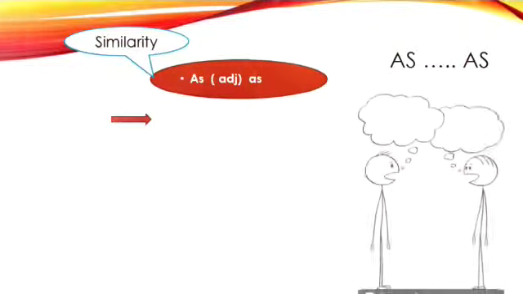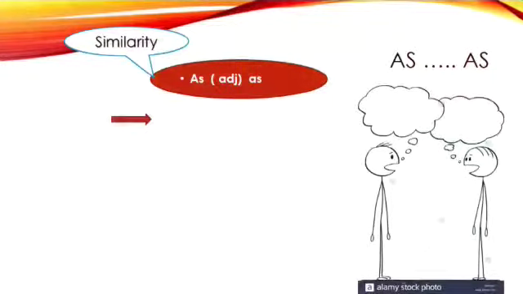The third type of comparison is using this form, as adjective as, and using this part shows the similarity between two persons or two things. First of all, here we have a picture showing two persons and both persons have the same height. So we're going to say this man is as tall as me.